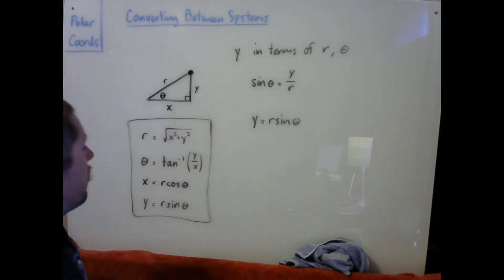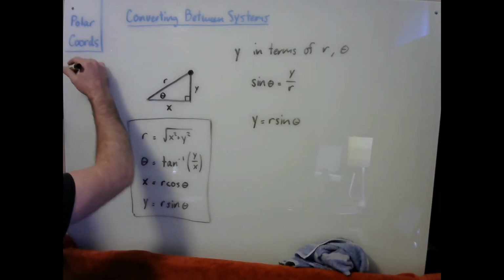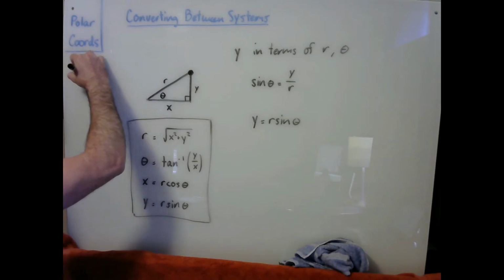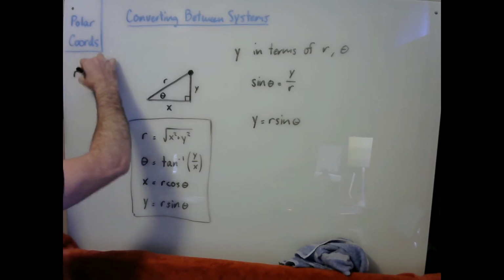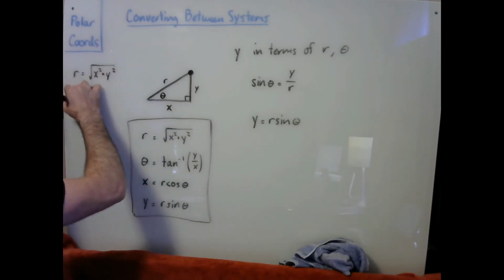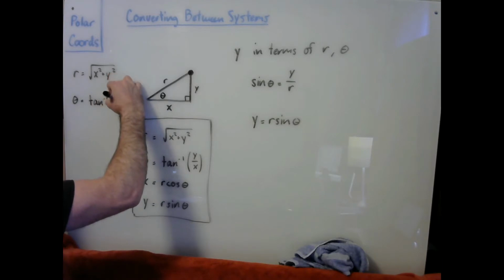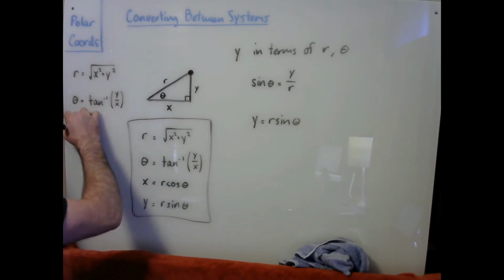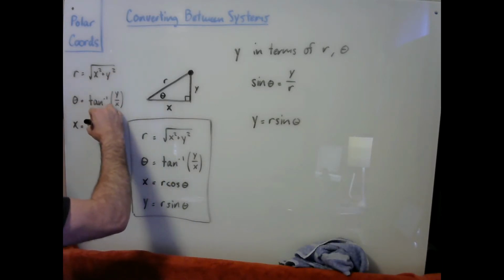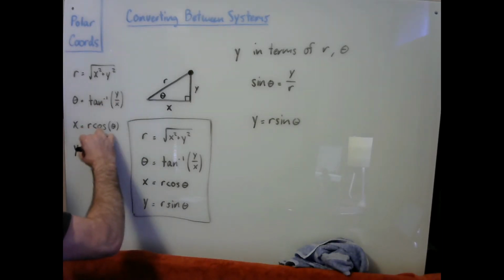So let's use these now to actually make some of our conversions happen. So let's go ahead and pick up with example 2. I am going to just move these over on my board here so that I kind of have these for the rest of this set of videos here. So r equals square root of x squared plus y squared. We've got theta equals tan inverse of y over x. We've got x equals r cos theta. And we've got y equals r sine theta.